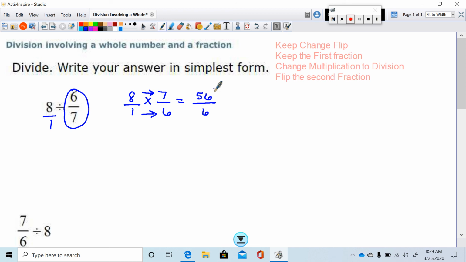Now these are both even numbers, so you can cut them in half. So let's do that. Half of 56 is 28. And half of 6 is 3. And there's nothing that you can divide both of these numbers by. So that's the answer to that one.